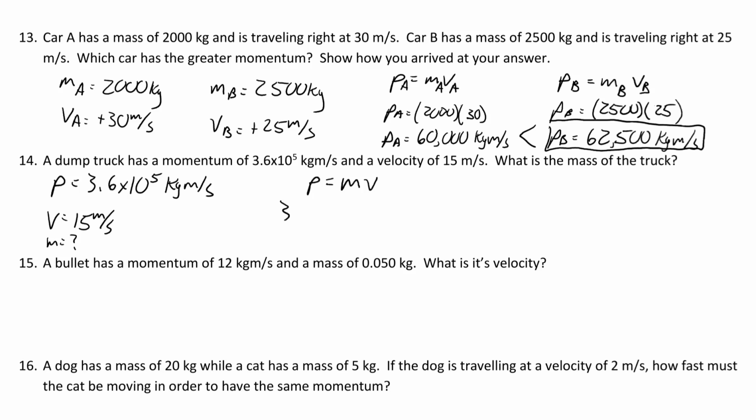All right, so this is 3.6 times 10 to the 5th is equal to the mass times 15. So the mass is equal to 24,000 kilograms. It's pretty massive, but it's a dump truck. Maybe it's fully loaded with a bunch of garbage.